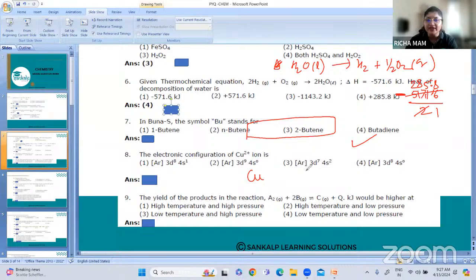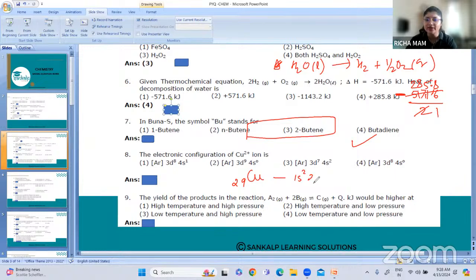The electronic configuration of Cu plus 2 ion is. Shashti has answered it as 4. So let us write the electronic configuration of copper. Copper's atomic number is 29.